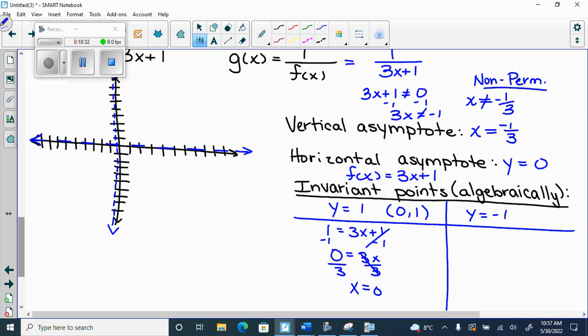So I go to 0 and 1 and I make a dot. Then I go and find my other one. Negative 1 equals 3x plus 1. Subtract 1. Negative 2 equals 3x. Divide by 3. X equals negative 2/3. So my other coordinate is at negative 2/3 and negative 1.